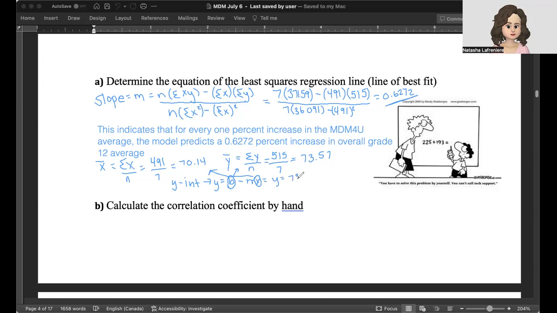Okay, so 73.57 minus 0.6272 times 70.14. And that'll give our y-intercept of 29.58. Okay. So in other words, our equation is y equals 0.6272x plus our y-intercept, which is 29.58. And that's it. That's our equation.